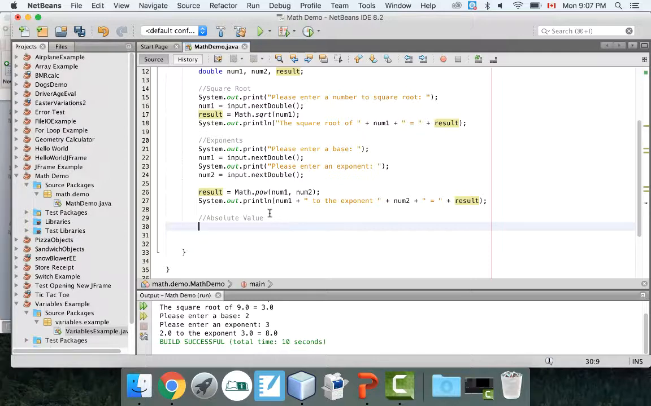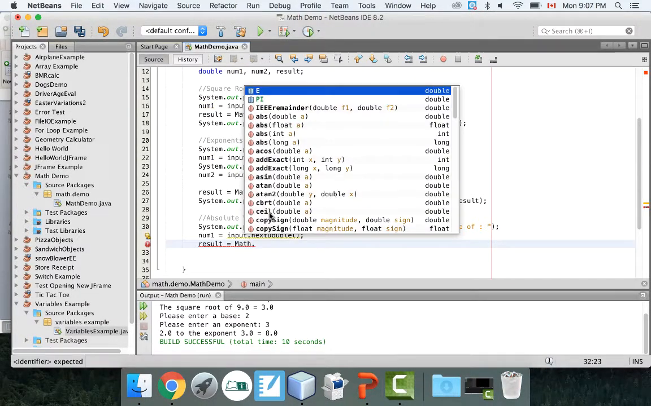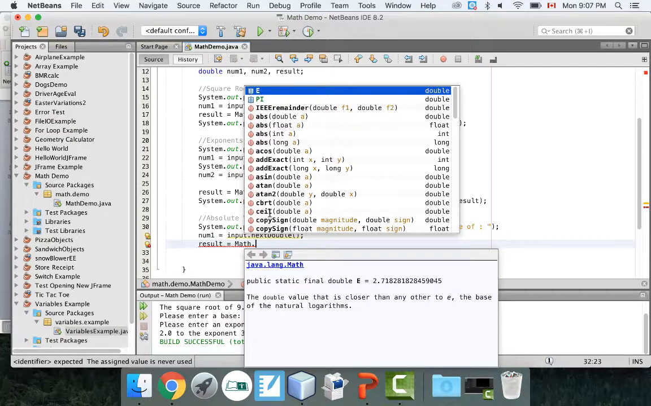Okay, so let's try this out here. System out print, please enter a number to get the absolute value of, something like that. And then we'll use num1 again, next double. And then we can do that. Result equals Math dot. The only one is abs.